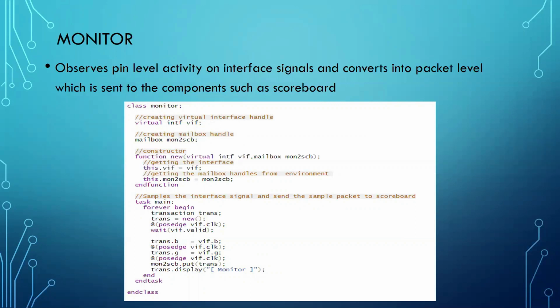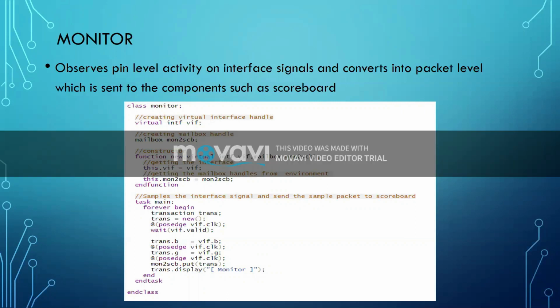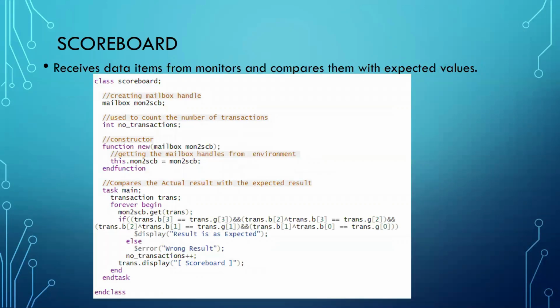It also checks whether the interface signals are valid or not, and it puts the transaction to the mailbox. This is also done using a forever loop. Inside that, all the values are put into the monitor to scoreboard mailbox. And this is the monitor part. And going to the scoreboard.